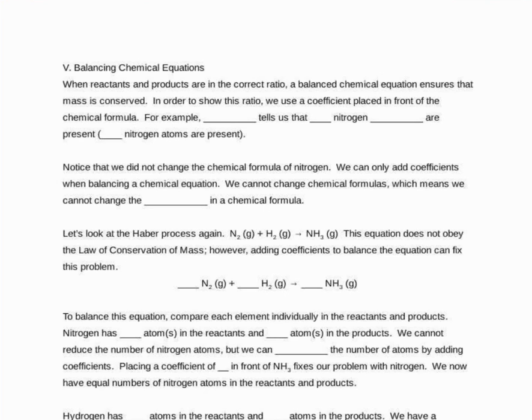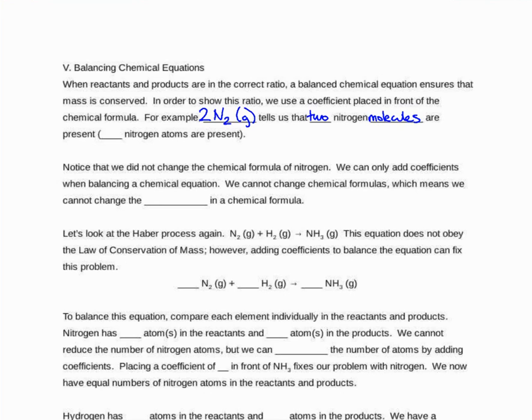So in order to show this ratio, we use a coefficient and we place it in front of a chemical formula. The coefficient is just a number, anything 1 or greater. So here's an example of something that you could see in a chemical equation. 2 nitrogen gases. What this tells us is that 2 nitrogen molecules are present in this reaction.